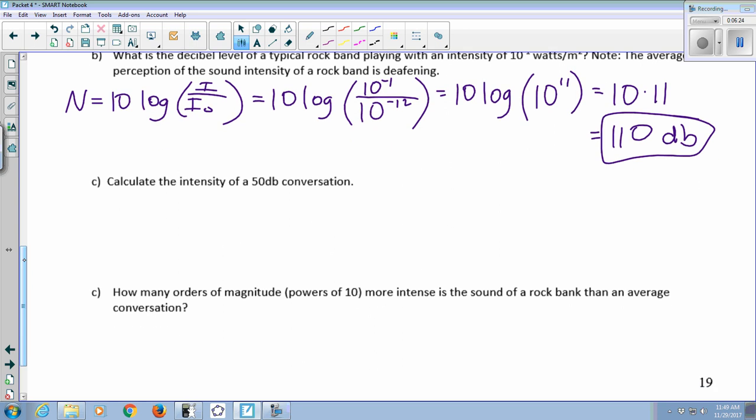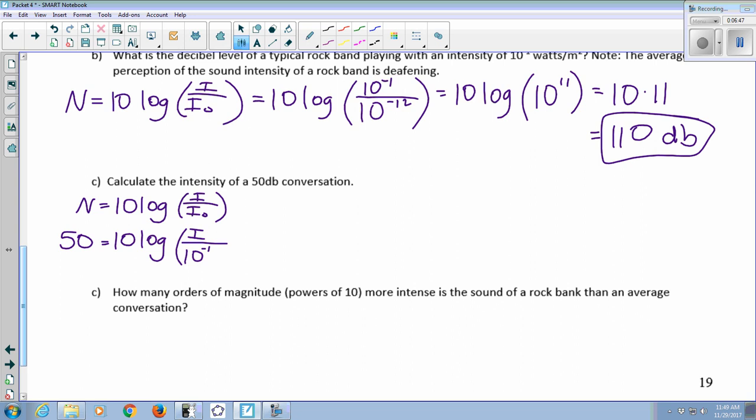Now, I know the decibel level of typical conversation. I want to know its intensity. So I have to plug everything in, write down my formula, and I'm going to be solving for I. I put everything else in. So I've got N is 50. 10 times the log of I don't know. I naught is 10 to the negative 12. And I want to solve for I.